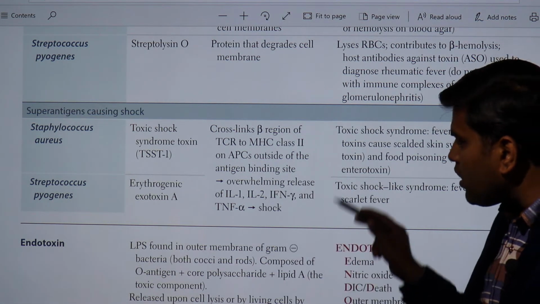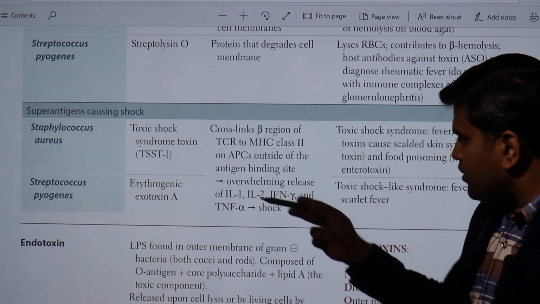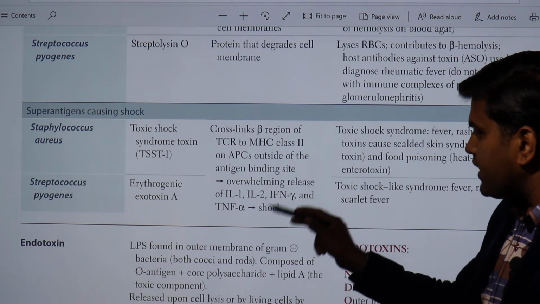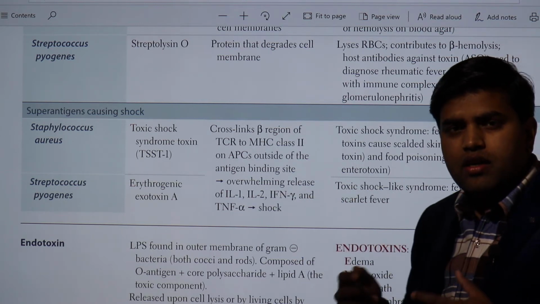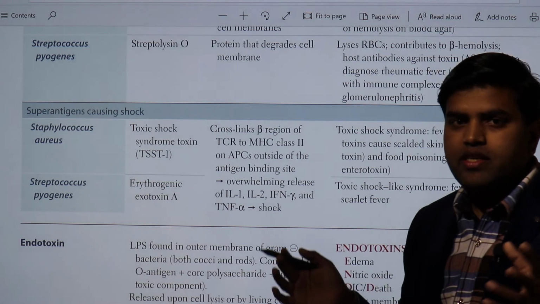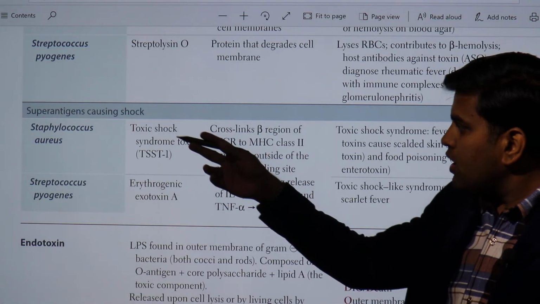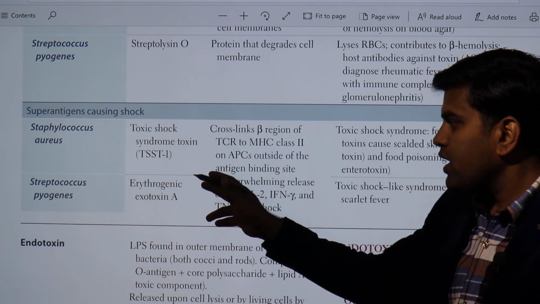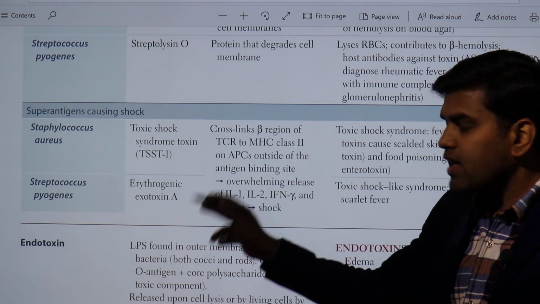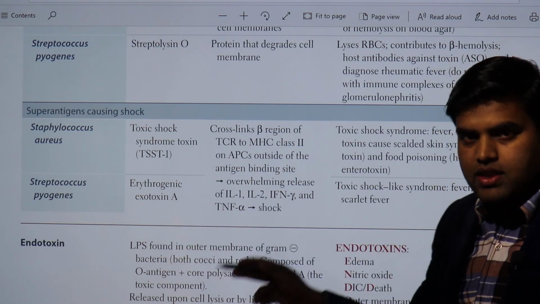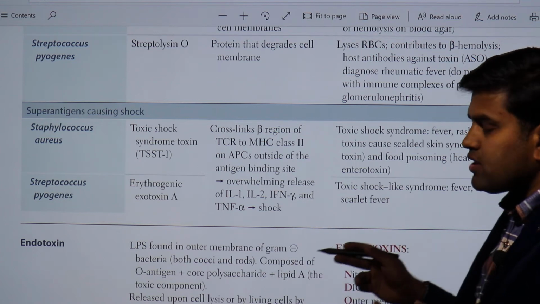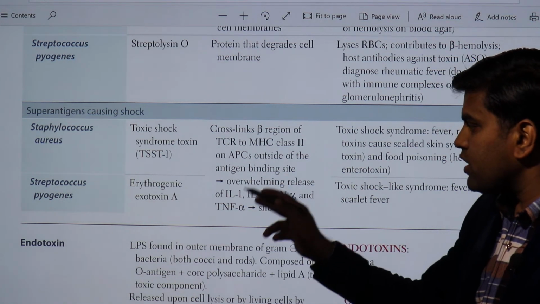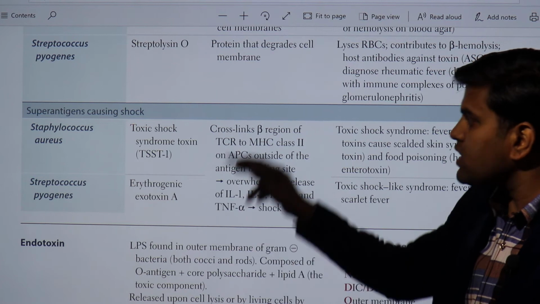This leads to the overwhelming release of interleukin 1, interleukin 2, interferon gamma, and TNF alpha, and that leads to the shock. So a huge amount of immune reaction is triggered inside your body due to the toxin released by Staphylococcus aureus, that is toxic shock syndrome toxin, and another toxin, erythrogenic toxin A, released by Streptococcus pyogenes. These two toxins released by the respective bacteria act as superantigens.